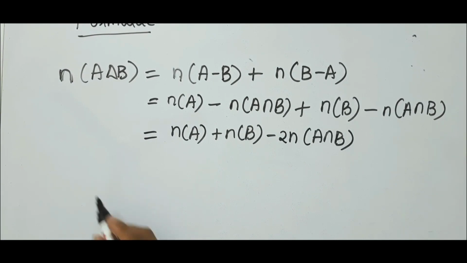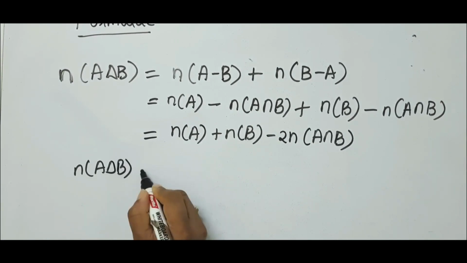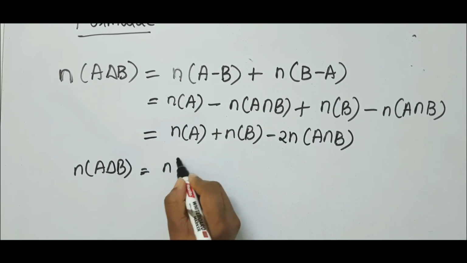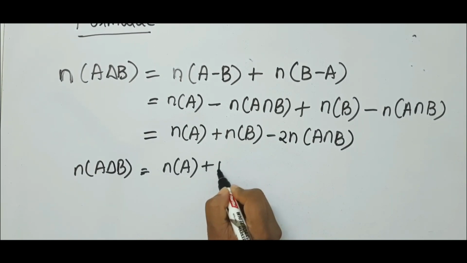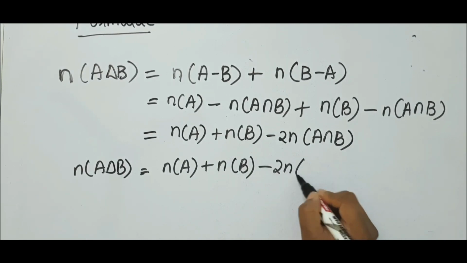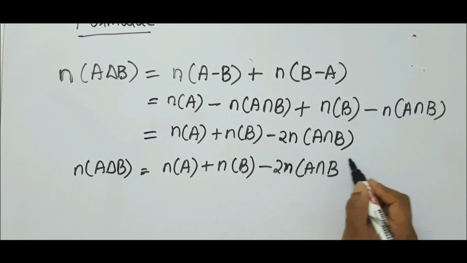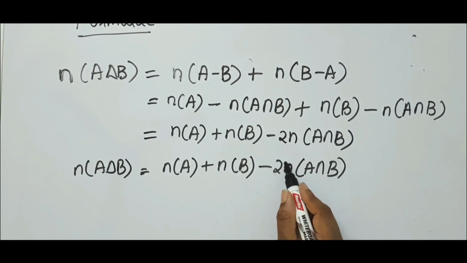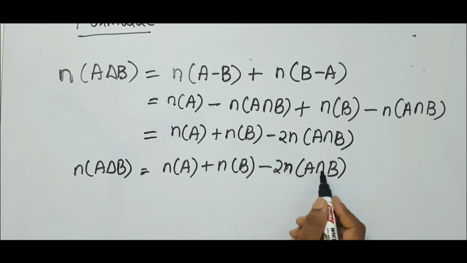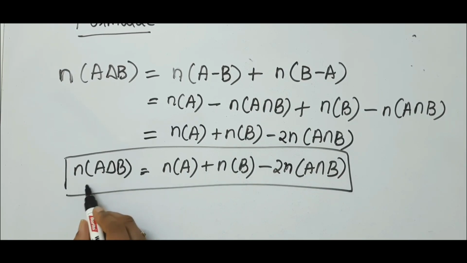Okay. So when we want the number of elements of A Δ B, just remember the formula: number of elements of A plus number of elements of B minus 2 times n, where n is nothing but the number of elements of A intersection B. Just remember this formula.